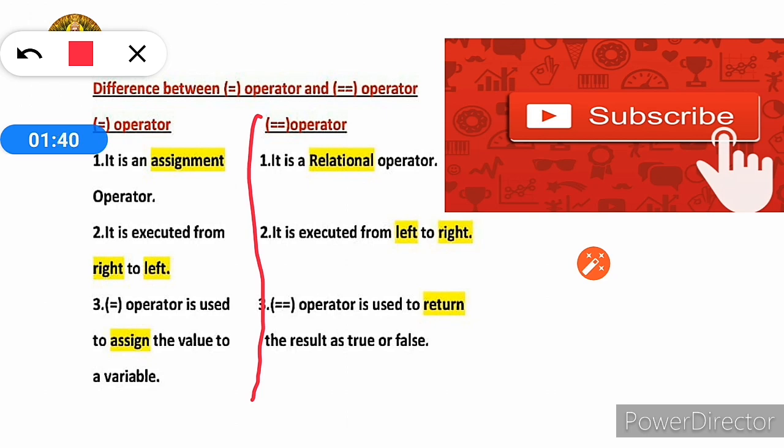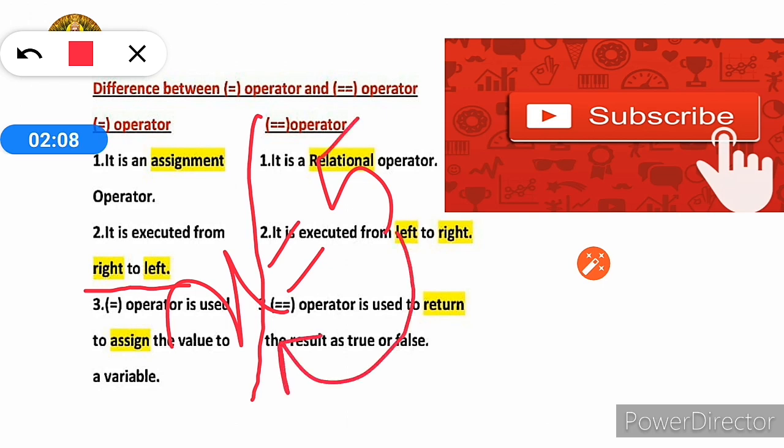Now, students, let's move on to the next point, which is associativity. The = operator is executed from right to left. What is this right to left? It speaks about the associativity of the = operator, that it assigns the value to a variable from right to left. Isn't it that in x = 5, the value 5 is assigned to x? So its associativity is from right to left.